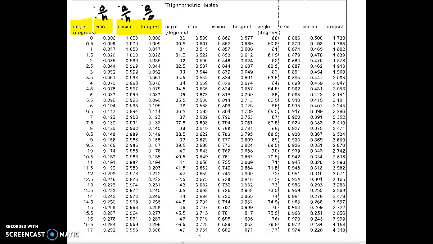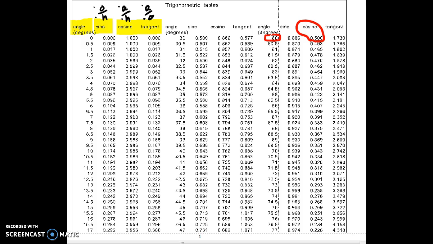And this table can also be used this way. Let's say you know the cosine of a certain angle is 0.5. Well, you can use this table to say, well, that angle must be 60 degrees. Now, we have this table to use as a reference.